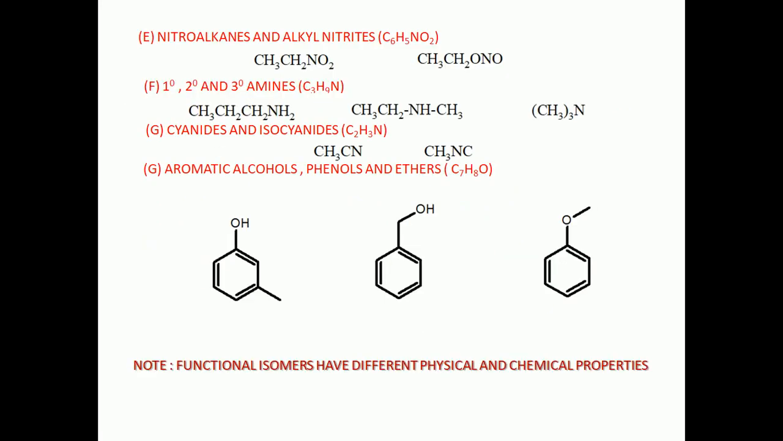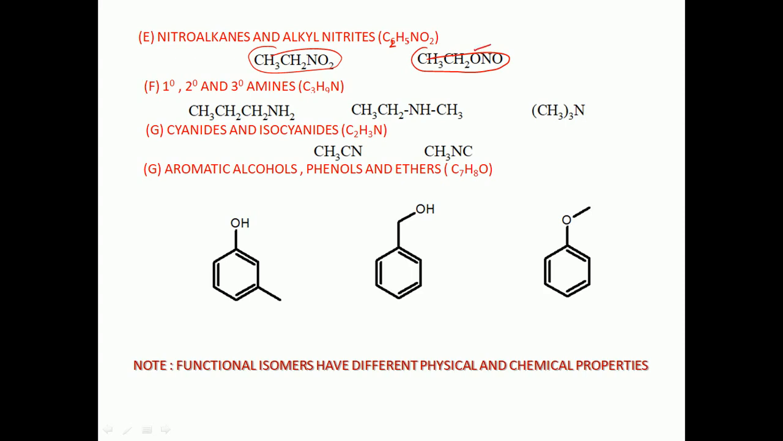And the next one is nitroalkanes and alkyl nitrites. C2H5. Here CH3CH2NO2, we call it nitroethane, and here CH3CH2ONO, we call it ethyl nitrite. What is the difference? Here the functional group is NO2. Here it is attached to the alkyl group through the nitrogen atom, but here the functional group is ONO. It is attached to the alkyl group through the oxygen atom.